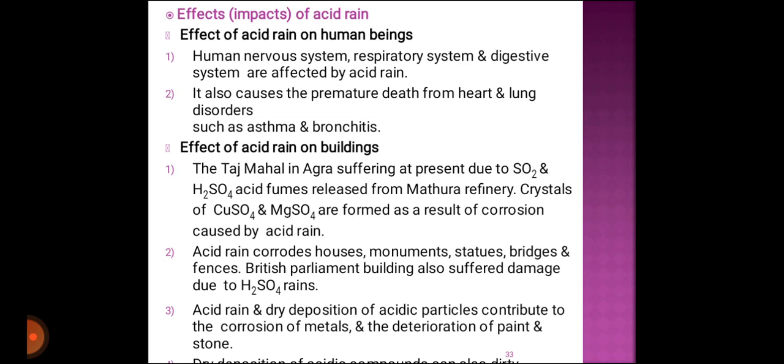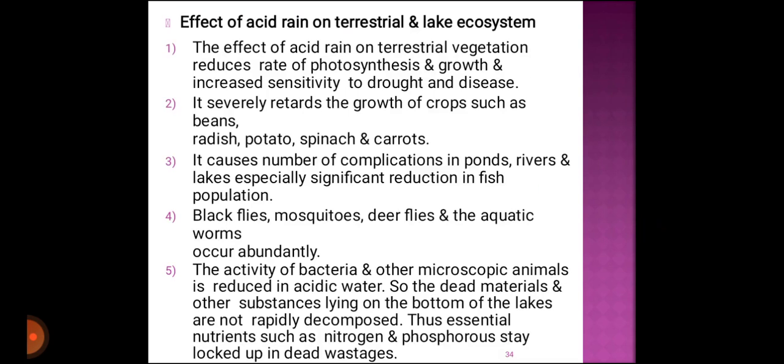Then the effect of acid rain on terrestrial and lake ecosystems. Acid rain also affects living beings. The effect of acid rain on terrestrial vegetation reduces the rate of photosynthesis and growth, and increases sensitivity to drought and disease. Photosynthesis means production of starch by using carbon dioxide, water, chlorophyll and sunlight. So it severely retards the growth of crops such as beans, radish, potato, spinach and carrots.